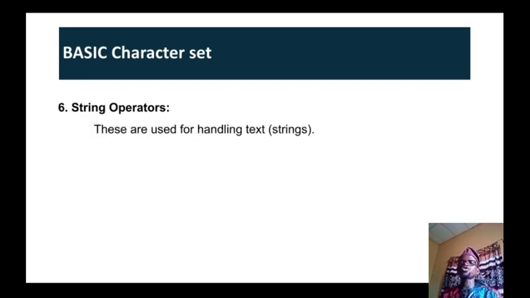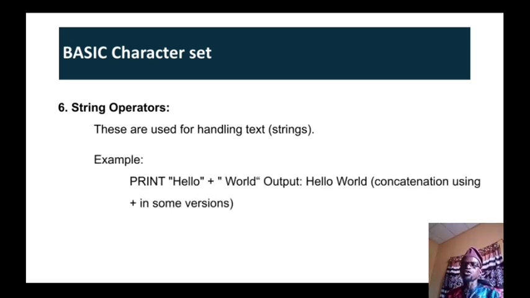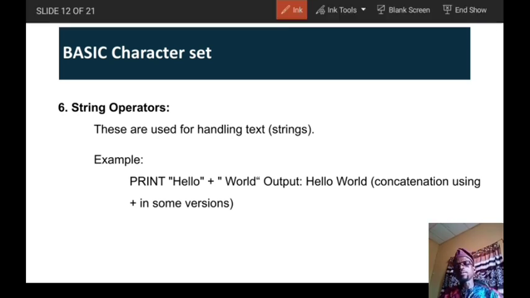Another one is string operators. What are string operators? They are used for handling text strings. Let us look at an example of how string is used in basic. For example, when we say print hello, hello in double quotes, the double quote is telling us that hello is a string. When we say string, what do we mean? We mean the values that should remain how it is. The value that cannot change at any particular time.